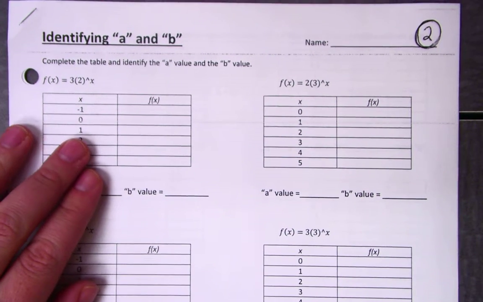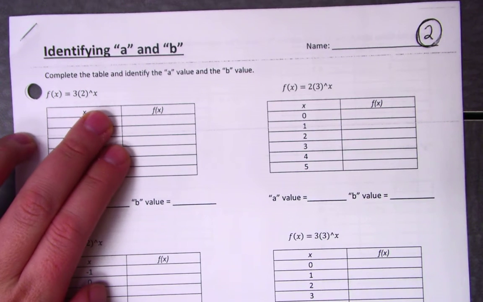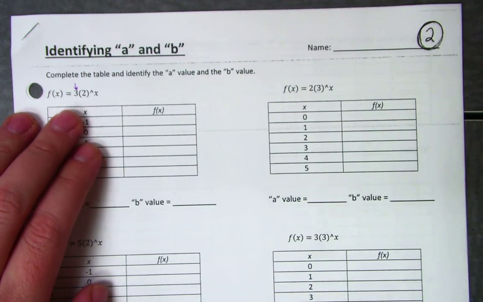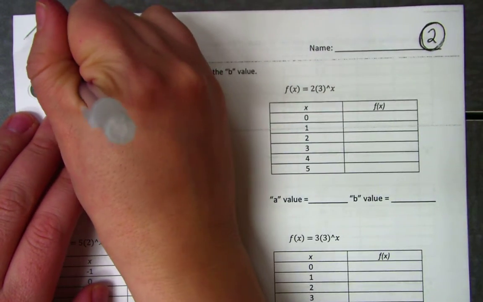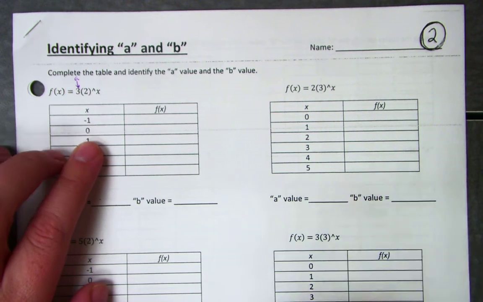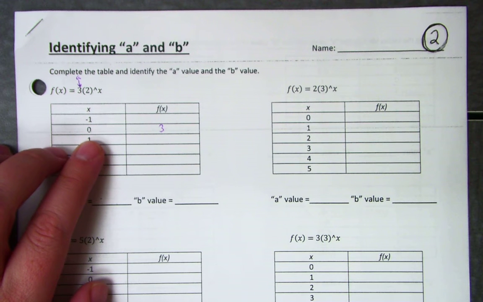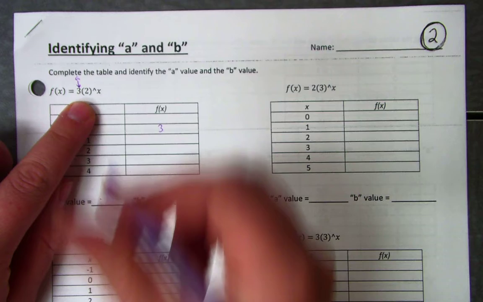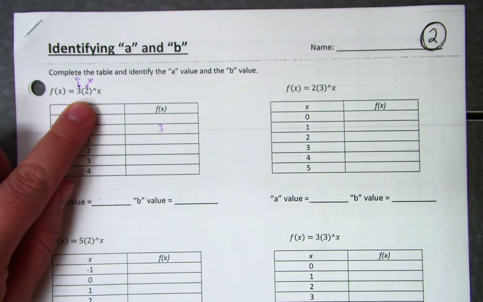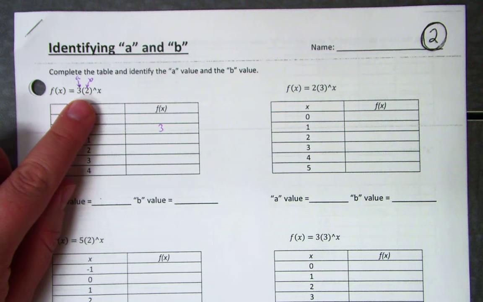On this first problem, we're looking at 3 times 2 to the x power. The 3, that's like our a value. And we know from the notes that we just watched that the a value is the y-intercept. So we're going to put the a right there across from the 0 because the y-intercept happens when x is 0. Now we know that the b, right there, that's what makes the pattern. This is the constant multiplier.